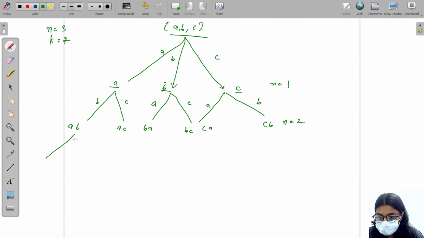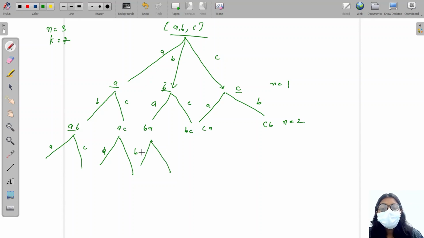Similarly here I will have two choices. After B I cannot have B, so I have two choices, one is A, another is C. Here after C I cannot have C, so one is A, another is B. Here also after A I cannot have another A, so I have two choices, B and C. Here after C I have only two choices, A and B. Let me just erase and make some space here.